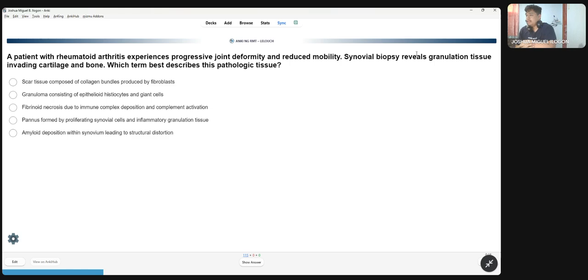Rheumatoid arthritis. Synovial biopsy reveals granulation tissue invading cartilage and bone. Which term best describes the pathologic issue? Has to be the pannus.